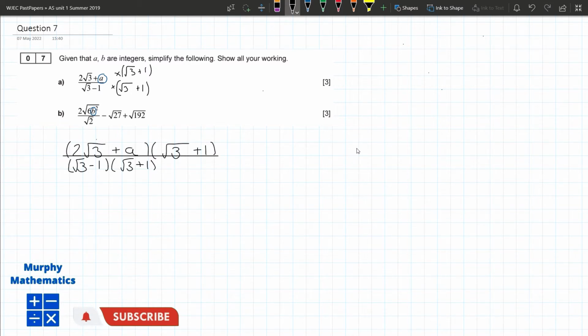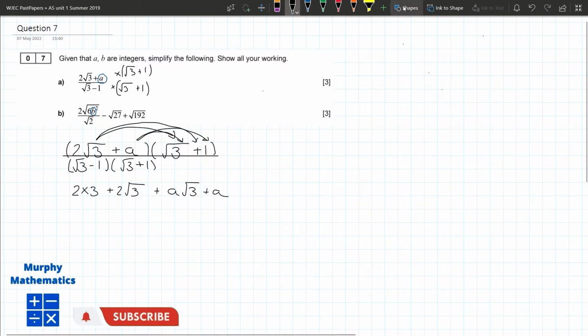So I'll do it long form over here. I'm going to have 2 root 3 times root 3, which is going to be 2 times 3. We're going to have 2 root 3 times 1, so we're going to have positive 2 root 3. We're going to have a times root 3, so we're going to have positive a root 3. And we're going to have a times positive 1, so we're just going to have plus a.